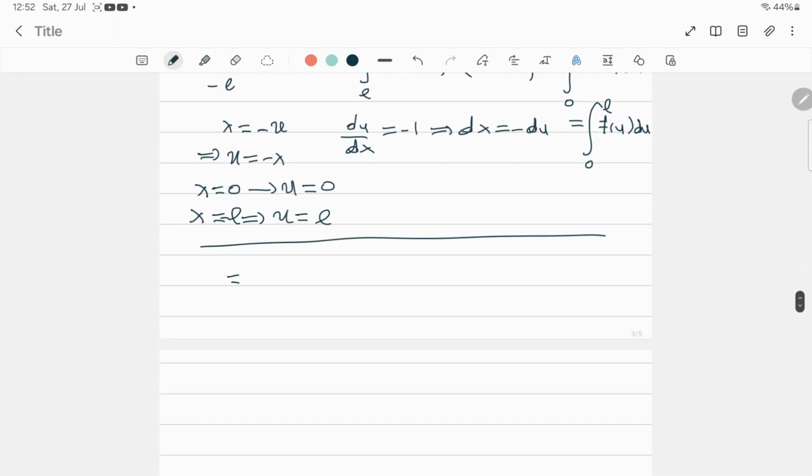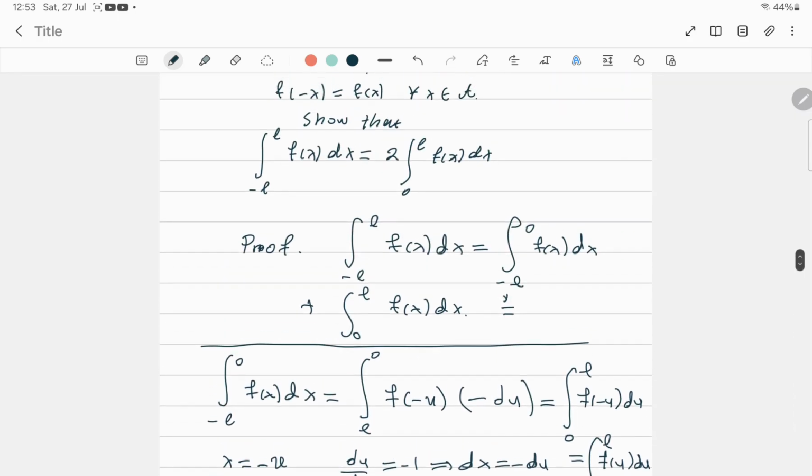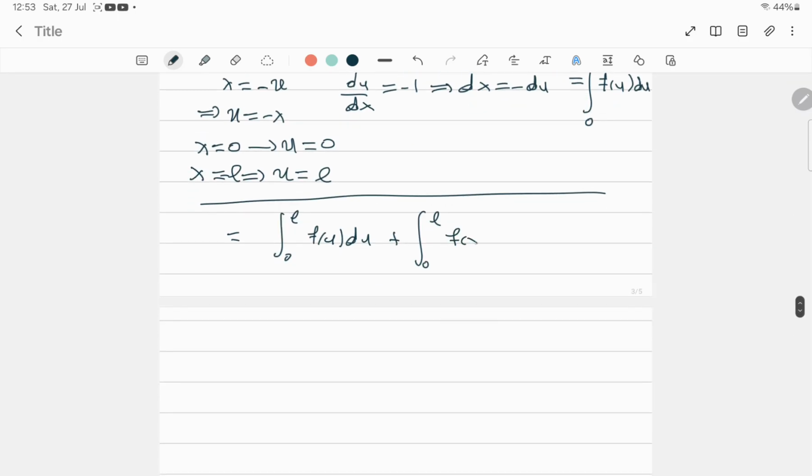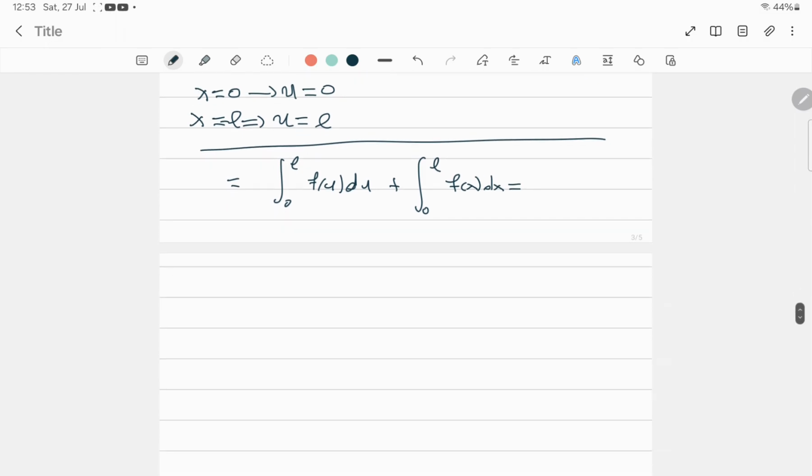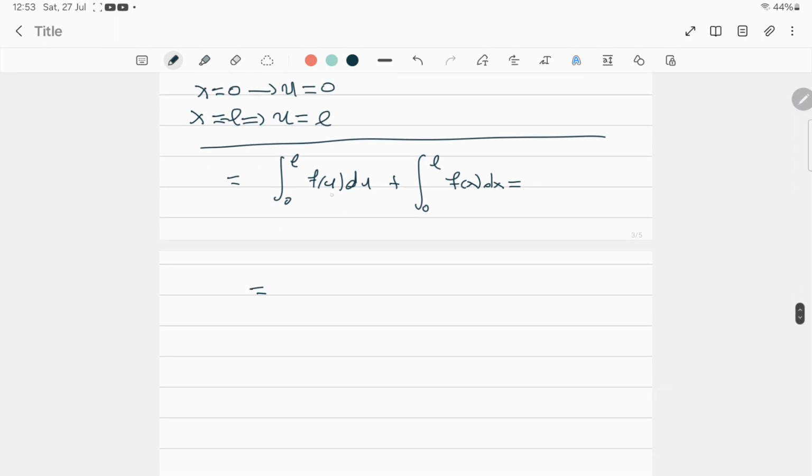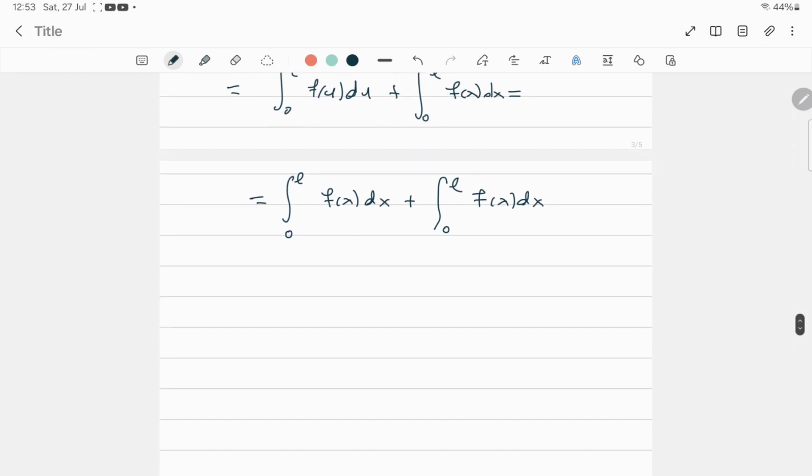So I have equals the integral from 0 to L of f of u du plus the integral from 0 to L of f of x dx. Now I can switch the first integral back to x, so it would be the same thing: from 0 to L of f of x dx plus from 0 to L of f of x dx, and this should give me 2 times the integral from 0 to L of f of x dx.